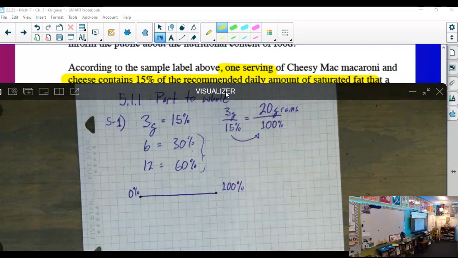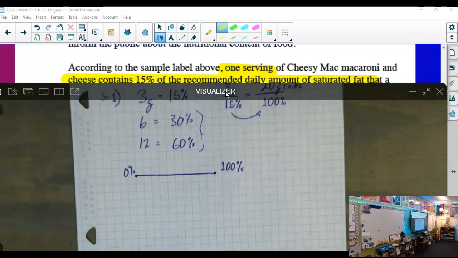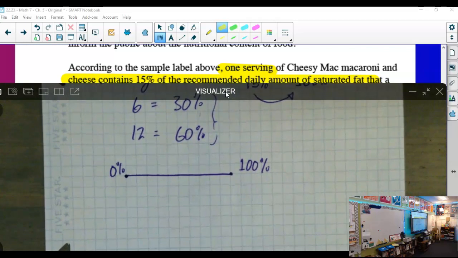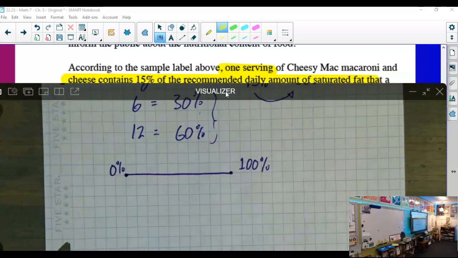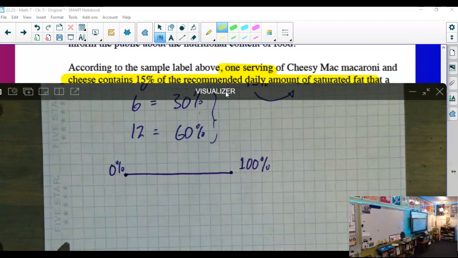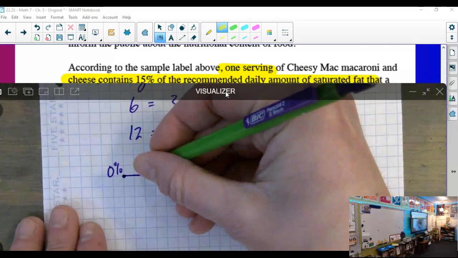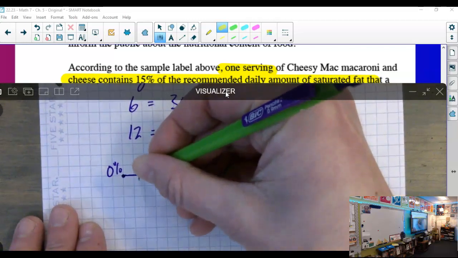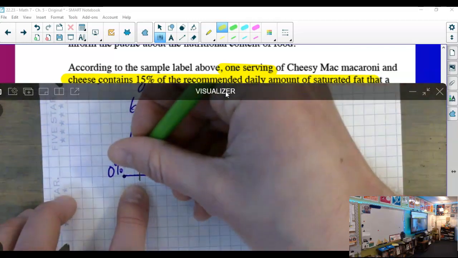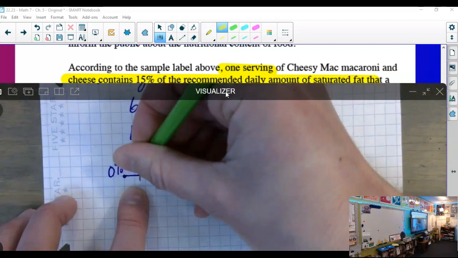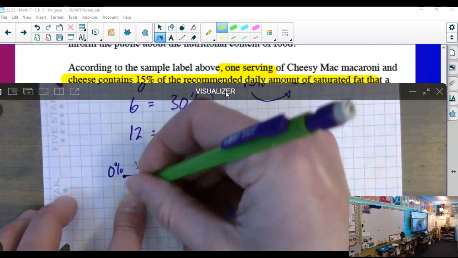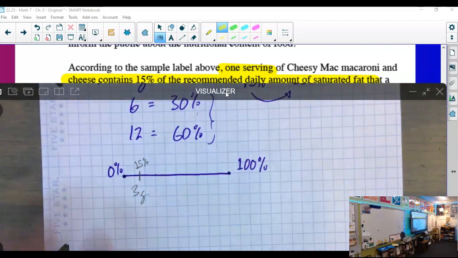Mark where 15% would be. Well, if we made this 10 boxes wide, what would each box be worth? 10%. So our 15% would be right here halfway between the boxes. 15% and 3 grams.